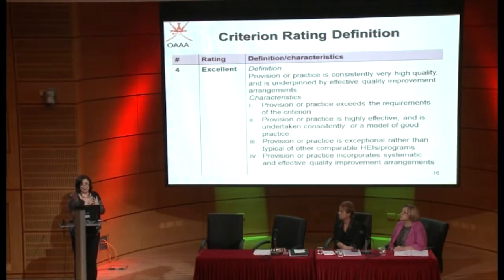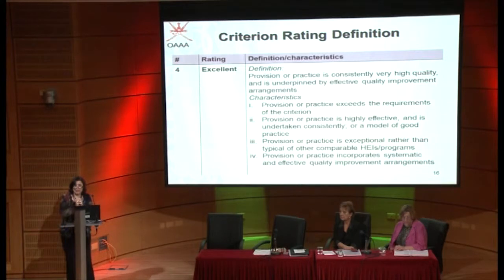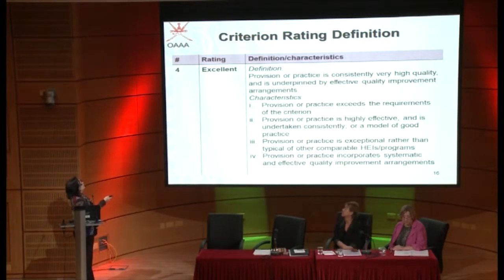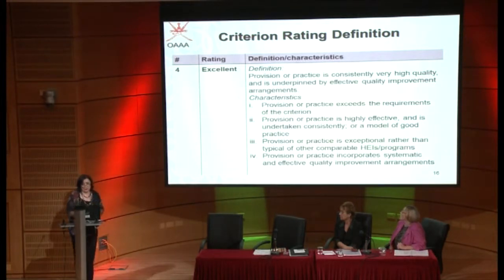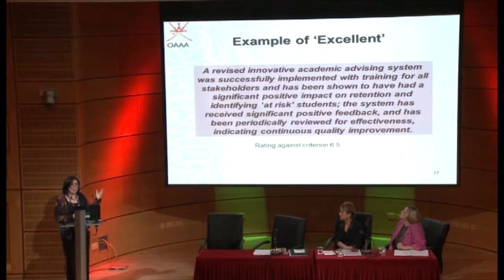And this is excellent. This is what is expected for something that will end up in merit. So we're talking about consistently very high quality here, underpinned by quality improvement. We're looking at things that exceed the requirements, something that's highly effective. It isn't expected that all the characteristics would be met. We're looking at provision or practice that is exceptional, and all provision and practice would have systematic and effective quality improvement arrangements. So this would be a panel writing against an excellent criterion.